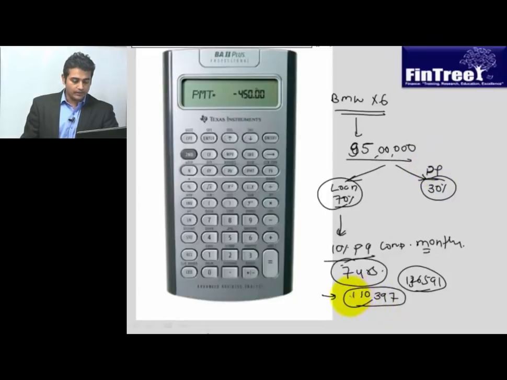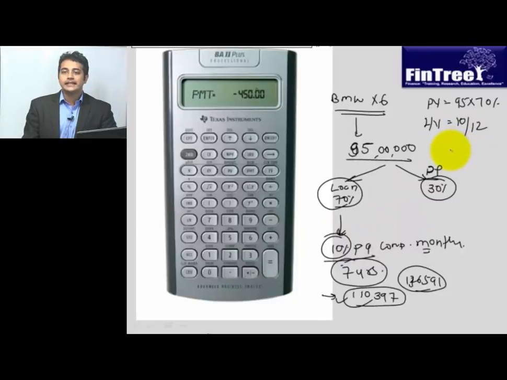110,397. Okay. Should I repeat this again? Are you understanding what we are doing here? See, your present value is 95 into 70%. That's the amount of loan you've taken. Your interest rate is 10 divided by 12, because this is per annum. We want to find out what is the monthly interest rate, and your N here would be 12 into 7, and you would simply compute payment. Are we good to move on?